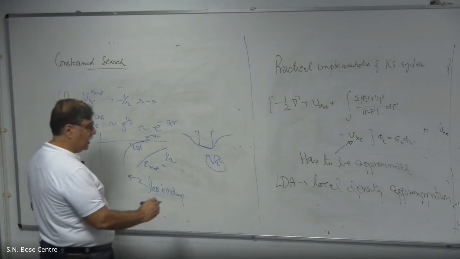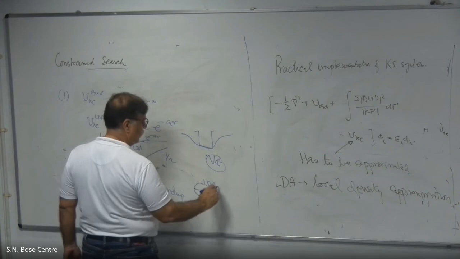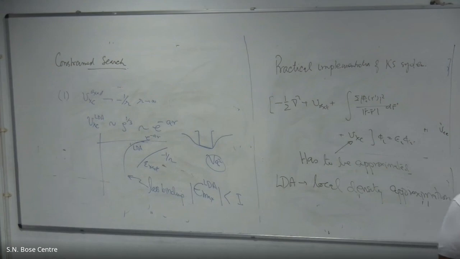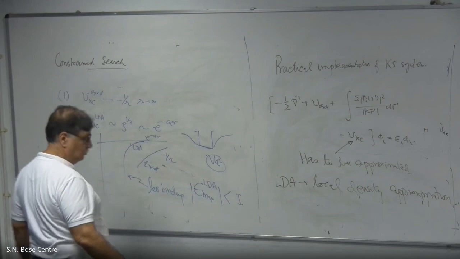So E max in LDA, in magnitude, is much less than what should be the true E max for Kohn-Sham. In fact, it comes out to be about 50% off. That is only a small part of the energy. The overall energy comes out to be okay. Is that okay? So that's one problem LDA has. Nonetheless, there was nothing else to be done, so this had to be solved.